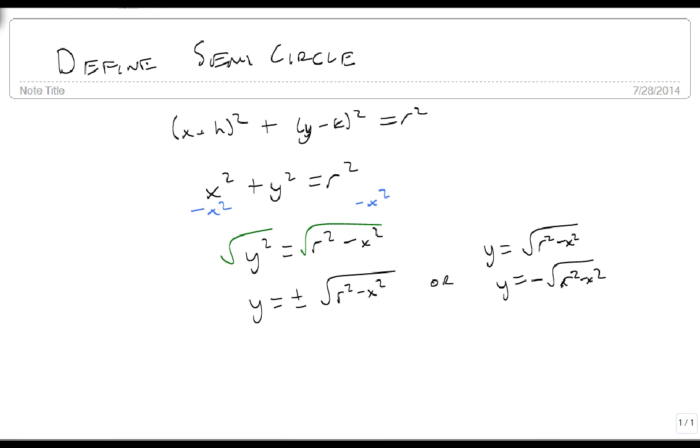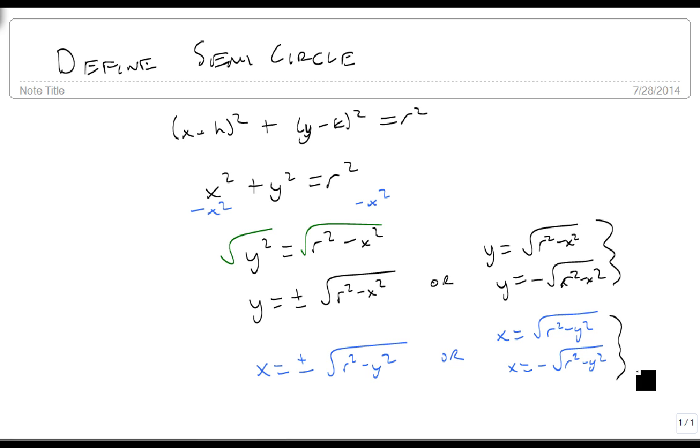And notice I can do this exact same thing with my x's. If I solve for x instead, then I'd get x equals plus or minus the square root of r squared minus y squared, or x equals the square root of r squared minus y squared, and x equals minus the square root of r squared minus y squared. So these are the equations that give us our semicircles.